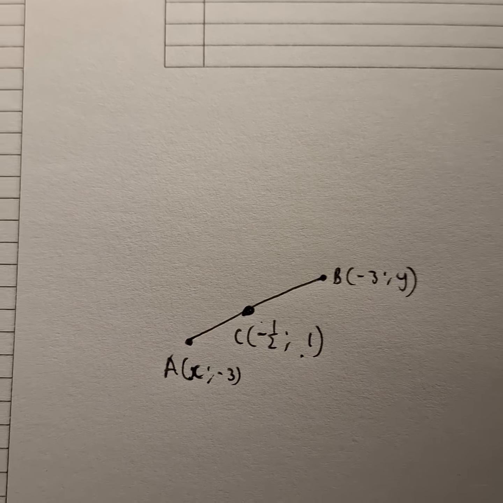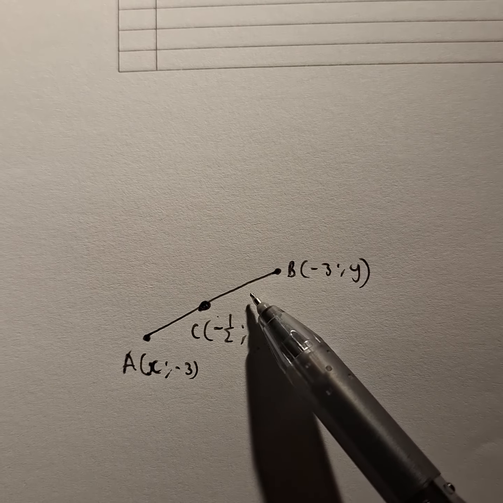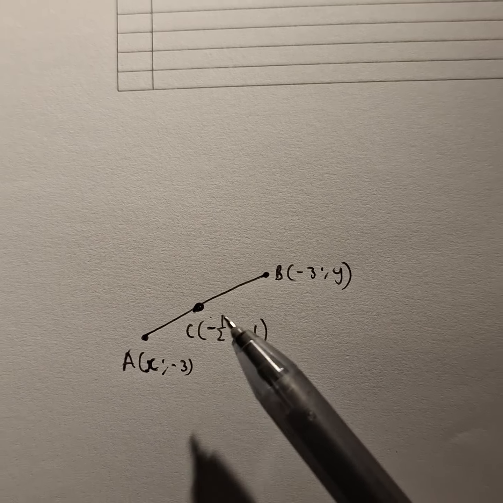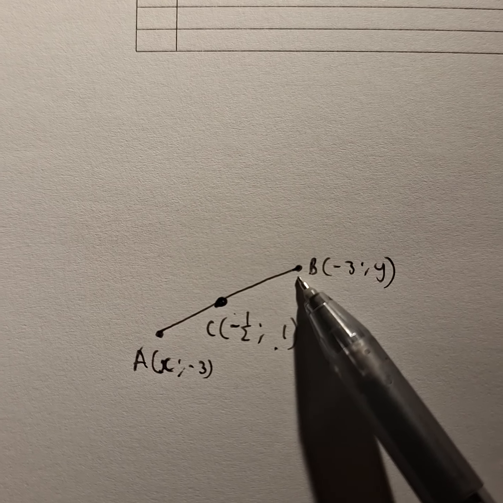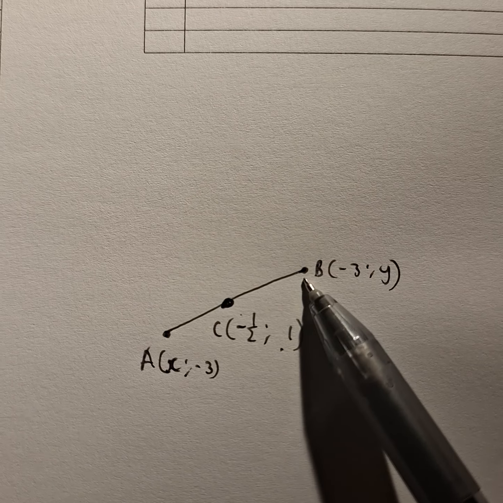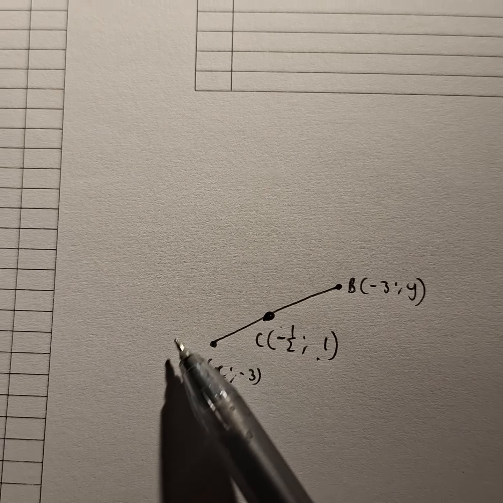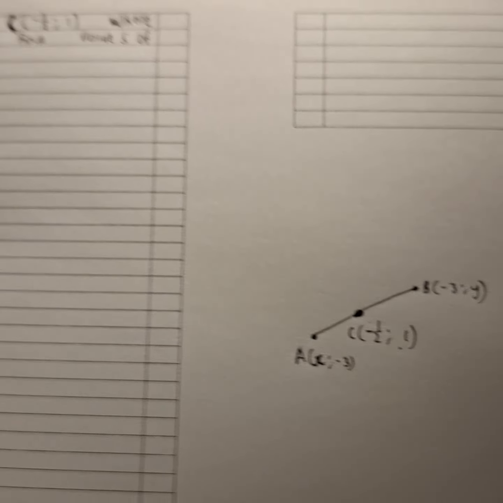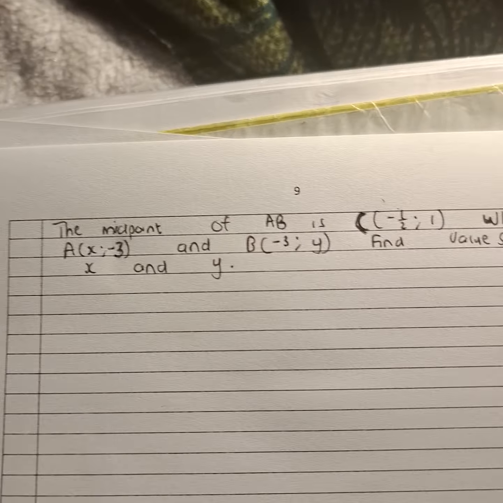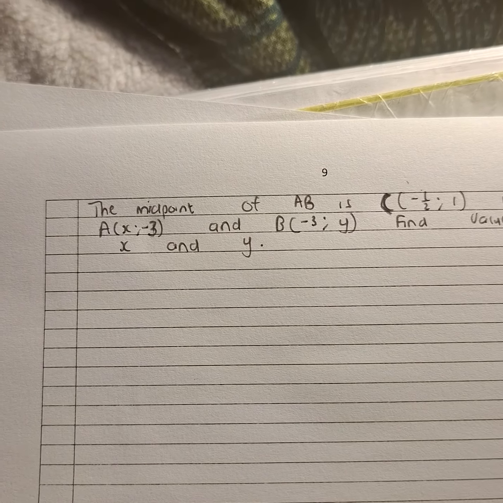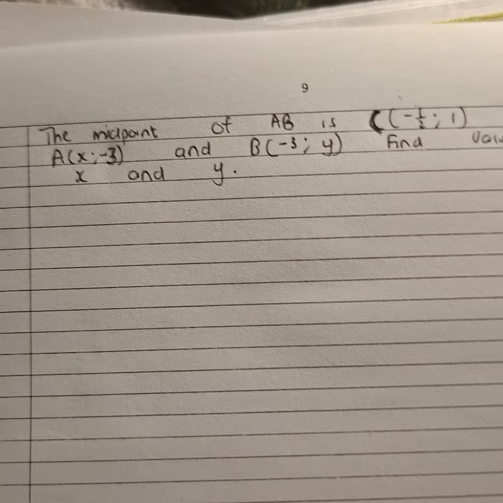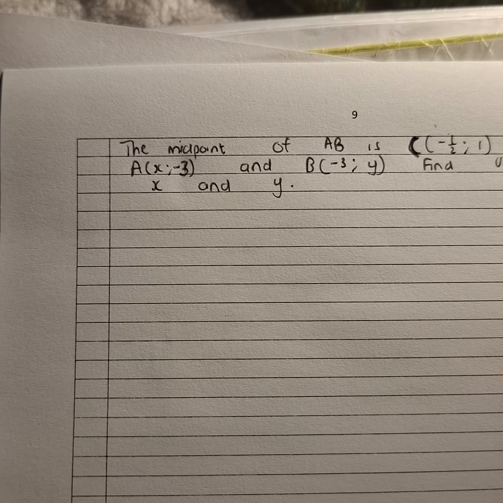In all the problems we've been doing where midpoint is concerned, we've been finding the midpoint. Now we are given the midpoint, and we are asked to find the y-coordinate of one of these endpoints for B, and the x-coordinate of this endpoint for A. So let us look at how we go about that type of question, when we are given the midpoint and asked to find either the x or the y coordinate of our endpoints.